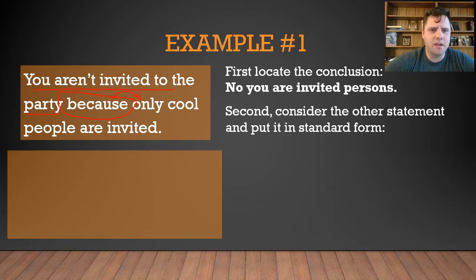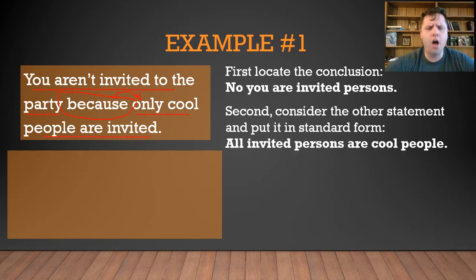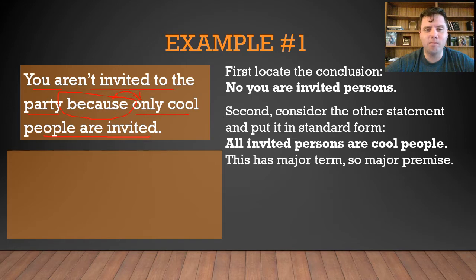So the other statement here is: only cool people are invited. So, only cool people are invited could be translated, all invited guests are cool people. All invited people are cool people. This is the major term, so it must be the major premise. Remember, you find the major term by looking at the second term, the predicate part of the conclusion, which has invited persons. So here we see invited persons.